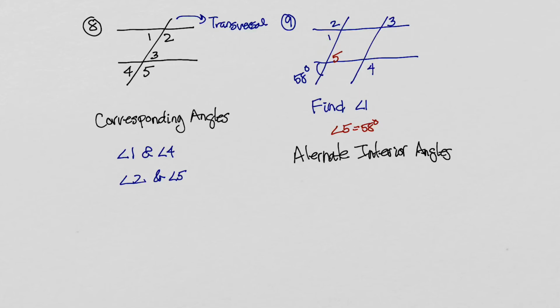So how about 1 and 5? These are alternate interior. This one alternates with this one, right? They're both interior, but they're on alternate sides. So what we know is that they have the same measure. So now we know that the measure of angle 5 is equal to the measure of angle 1, but we just determined that the measure of angle 5 is 58 degrees, so that's the measure of angle 1, and we have what we're looking for.